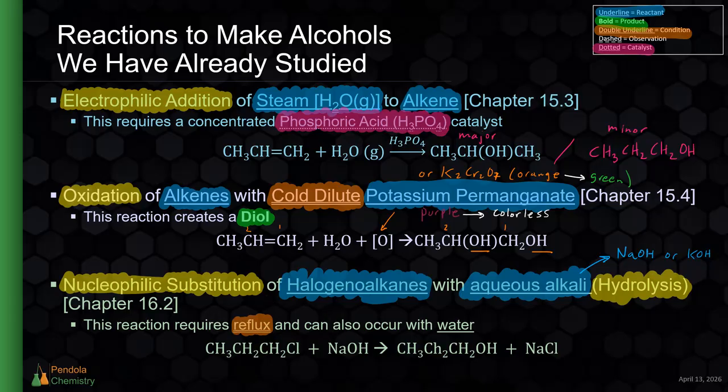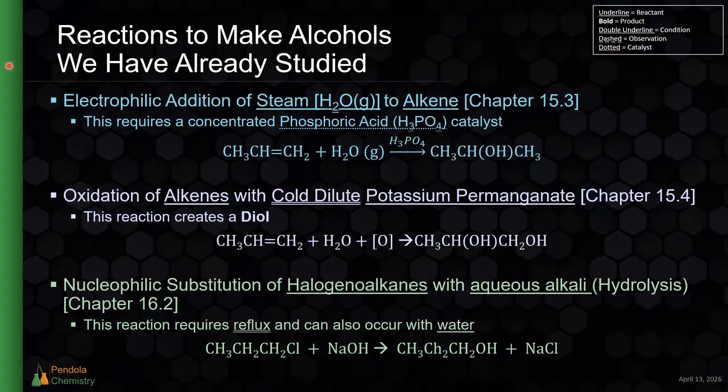And this reaction could also occur not just with an alkali but with water. And with the water, it would just be a lot slower. So we can see here how 1-chloropropane could react with sodium hydroxide under reflux to create 1-propanol, CH3CH2CH2OH, and in this case, sodium chloride. So we learned this reaction in chapter 16.2. So these are the three reactions that create alcohols that we have already studied in our prior chapters 15 and 16.